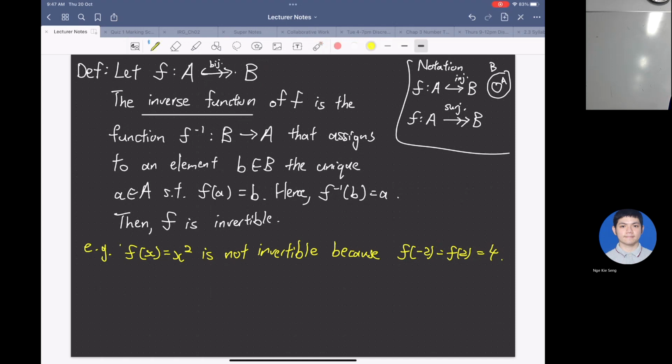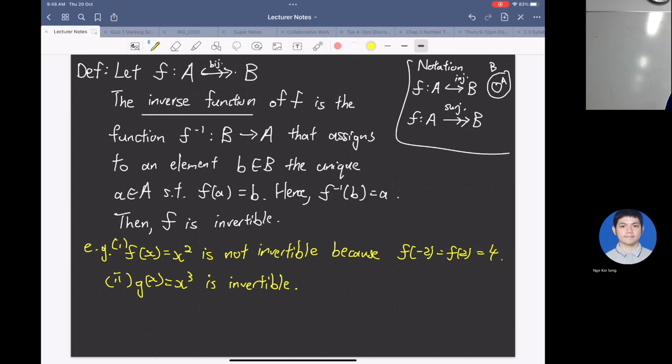But g(x) equal to x cubed is invertible. So remember how you find the inverse function. Did you still remember how to find an inverse function? Anyone still remember how to find the inverse function from high school?